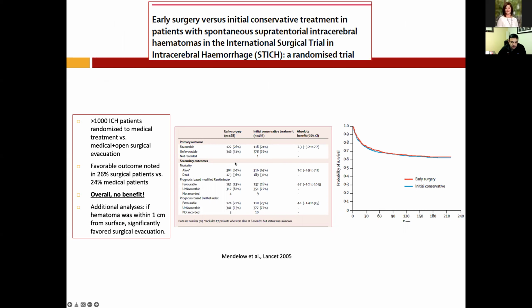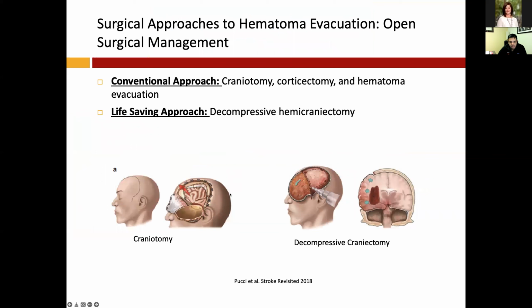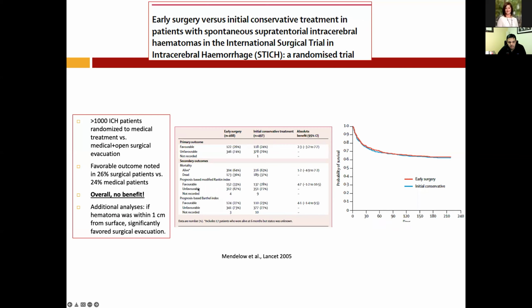The surgery we're talking about here, going back one slide, is the old approach of a craniotomy and then doing a corticectomy and taking the blood out. Unfortunately, there was absolutely no benefit. But what they found in this trial was if the bleed was within 1 centimeter of the cortical surface, then those patients tended to benefit from surgical evacuation.